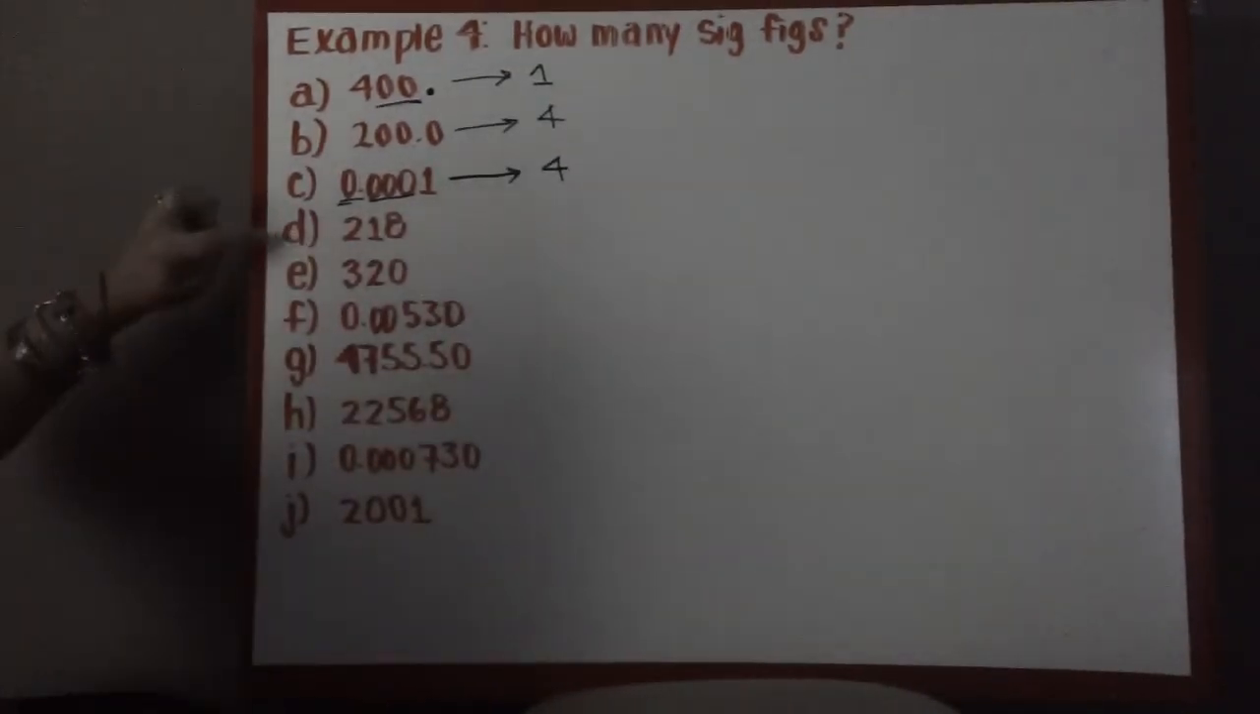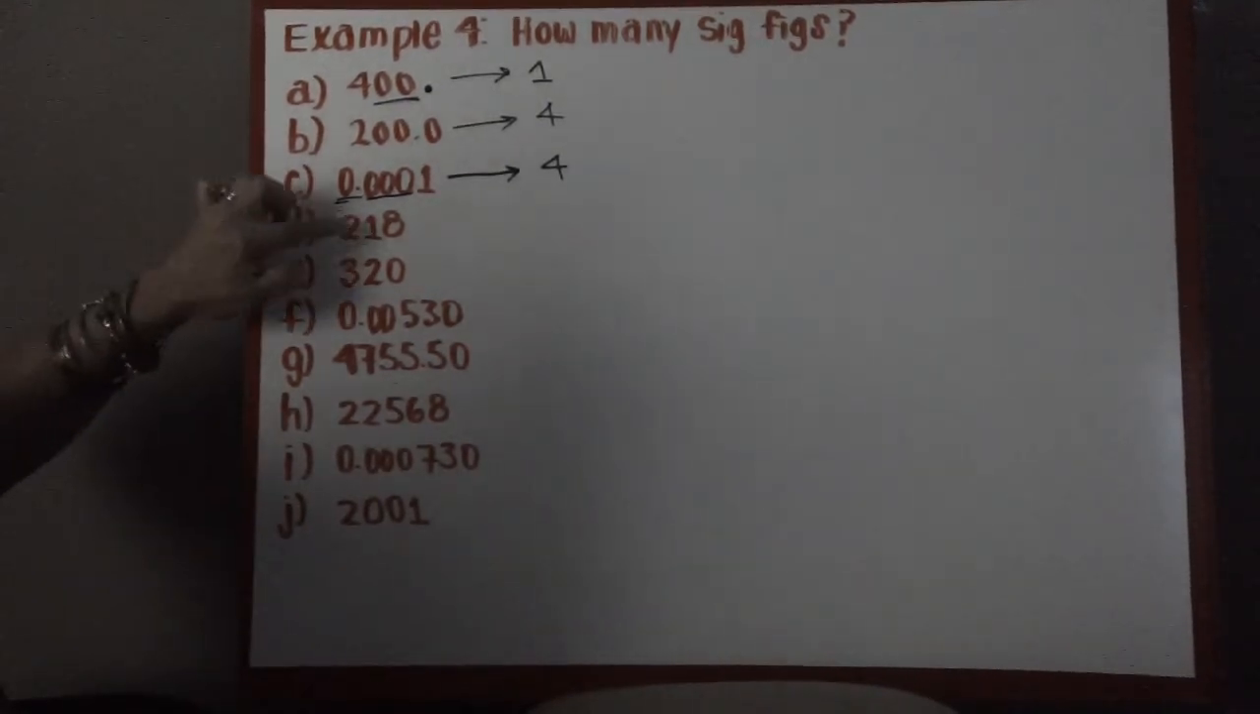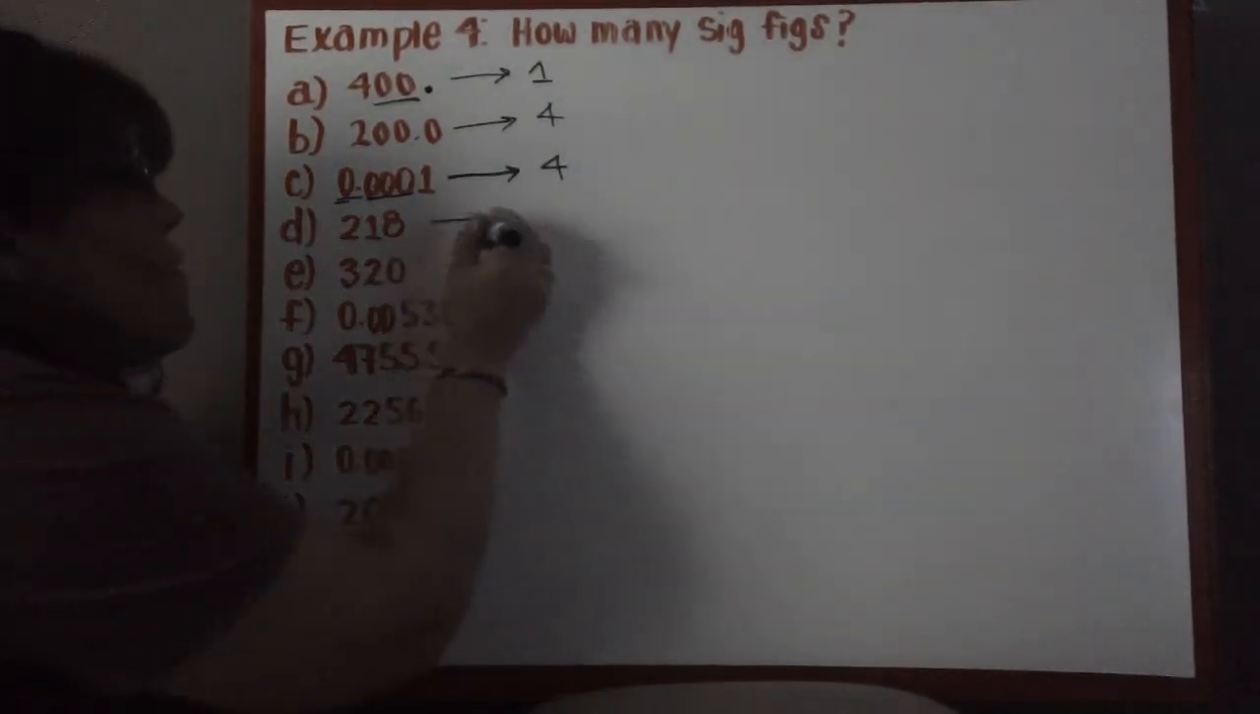Okay, this one here is really easy because there's no zeros here. So all of those are counted. 1, 2, 3. We have 3.